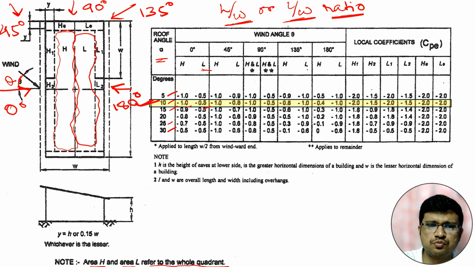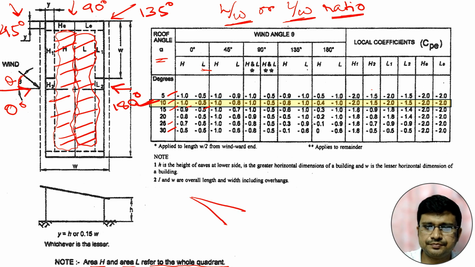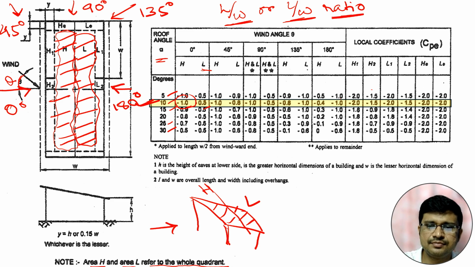We will consider for the total roof, this side as H and this side as L. H is on the higher side. On the higher side of a roof, like suppose this is the monoslope roof, in this side there will be H and in this side there will be L. And in the H side the value is -1 and in L side it is -0.5 when wind is coming from 0 degree. So when wind is coming from 0 degree like this, for H the value will be -1 and for L the value will be -0.5.